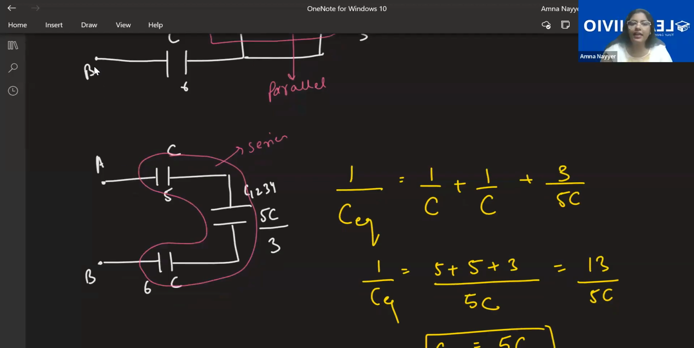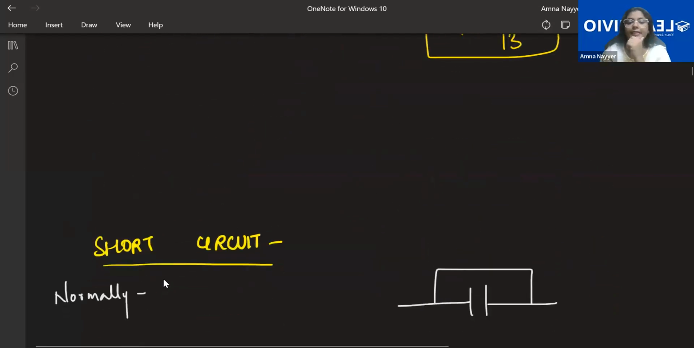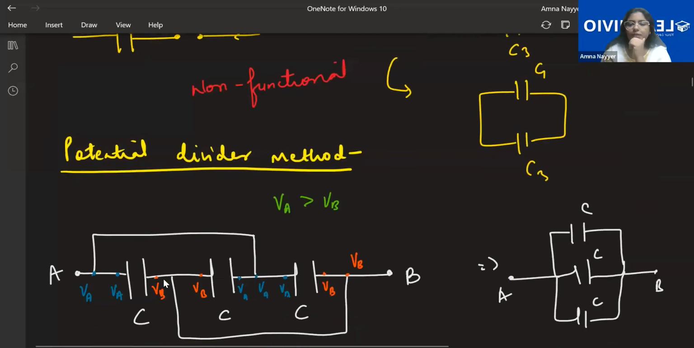And one thing, as I've said already before, you put a battery whenever equivalent capacitance or equivalent resistance is asked. This way, solving the circuit will become easier. At least it will give you an idea where the circuit closes. Like this, you will have one single value of capacitance. Then I discussed short circuit also with you, and an open circuit also.